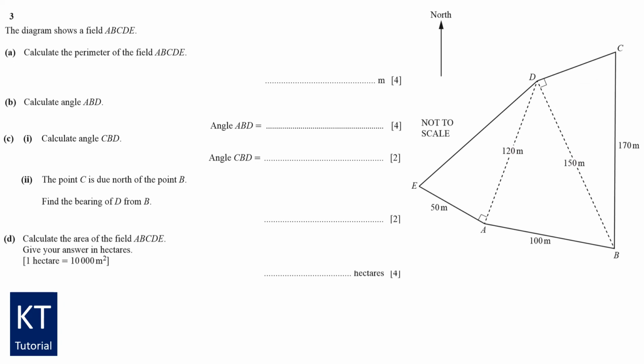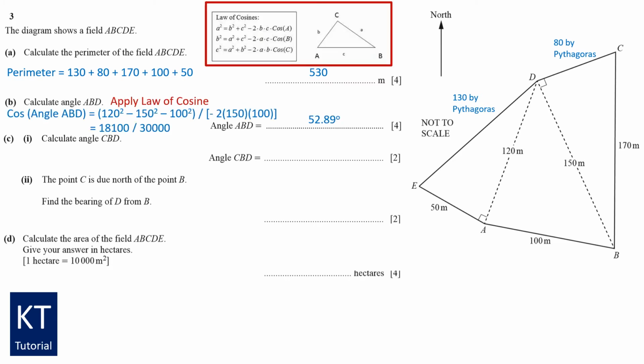Question 3. The diagram shows a field ABCDE. Calculate the perimeter of the field ABCDE. By identifying ED and DC using the Pythagoras formula, the perimeter is the sum of its 5 sides. Next, calculate angle ABD. Apply the law of cosines to obtain the angle ABD. Next question, calculate angle CBD. Apply basic trigonometry for right-angled triangles to identify angle CBD.